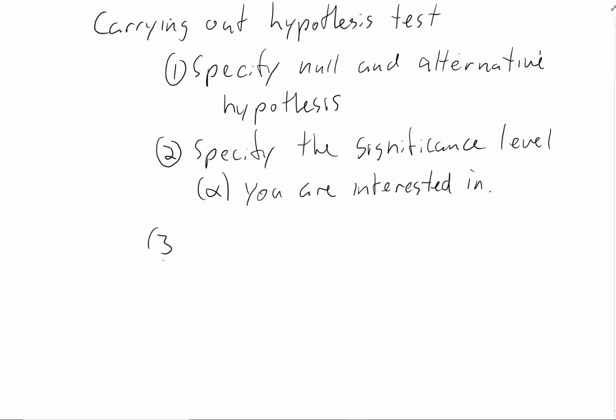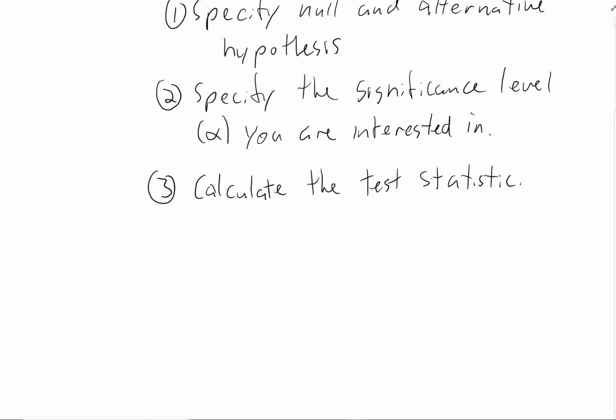The third step is to calculate the test statistic. Now we can have different test statistics, and we're going to see different test statistics in this course. Right now, the most common one we're going to see is a t statistic. So let's put example: t statistic. In other classes, you might have calculated the z statistic and things like that.